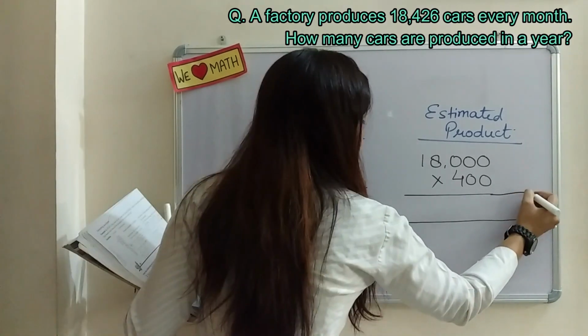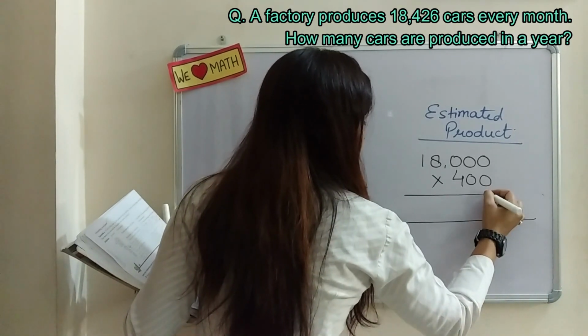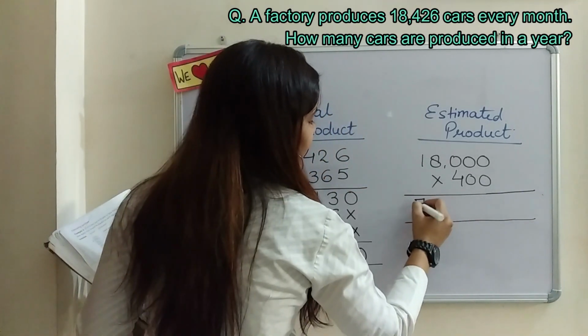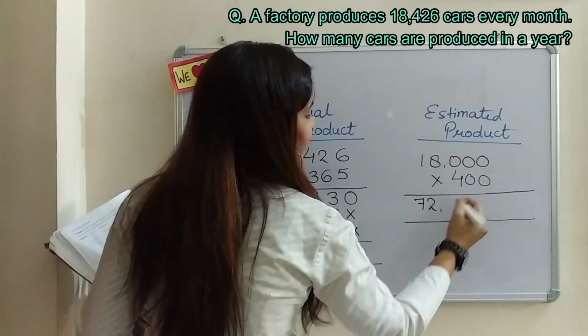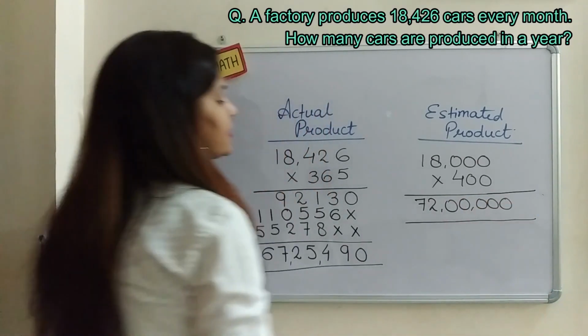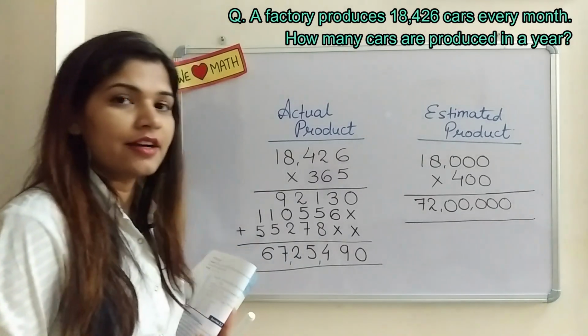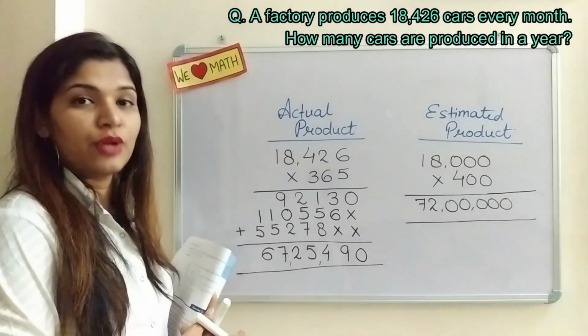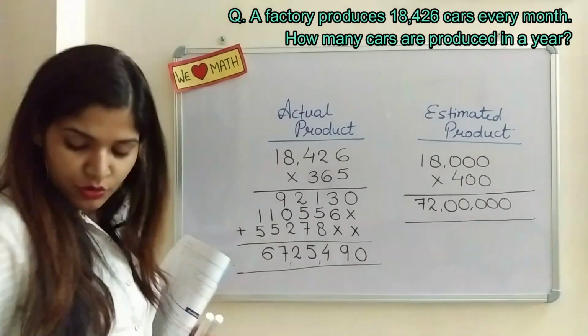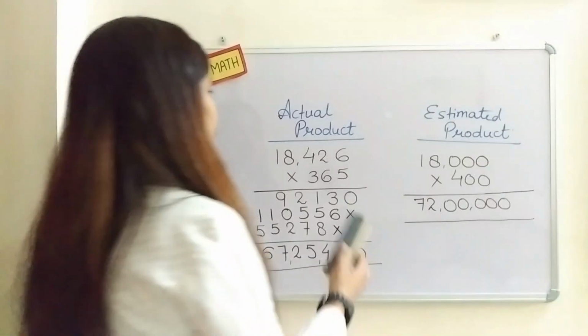18 fours are, yes, 18 fours are 72, and there are 5 zeros, so we will put 5 zeros here. So the answer is 72 lakh cars. So the factory has produced 72 lakh cars in that particular year. So now let us move to the next question, that is the last question of this video.